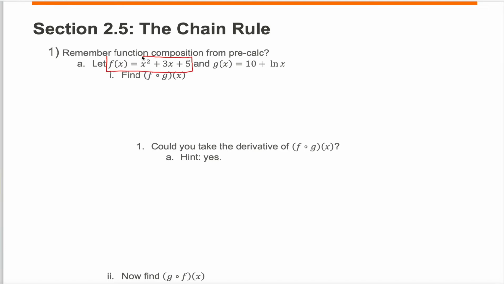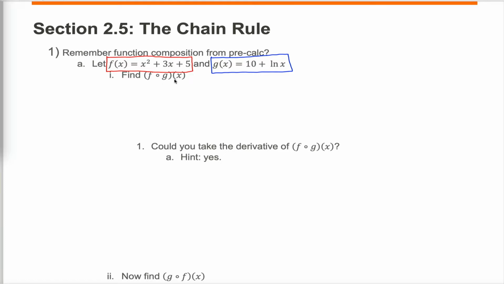So if I have two different functions, f of x equals x squared plus 3x plus 5, and g of x equals 10 plus the natural log of x. There's lots of different ways that I can, informally speaking, put these functions together, but maybe the most useful one is to compose them together.